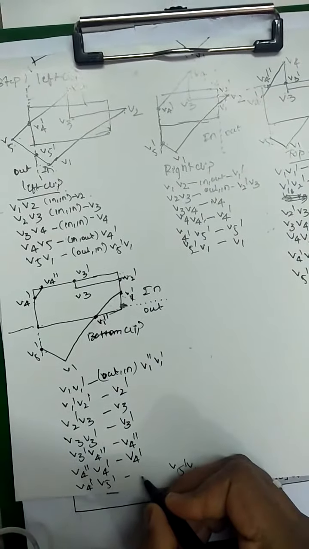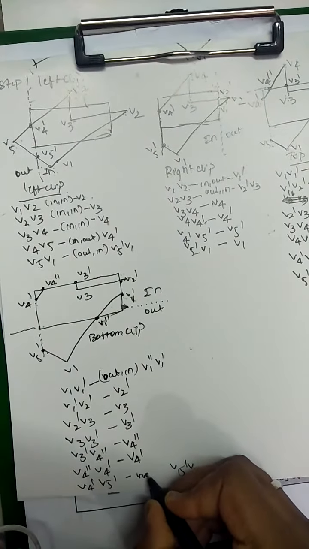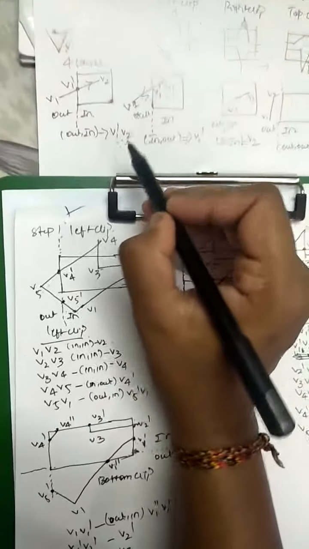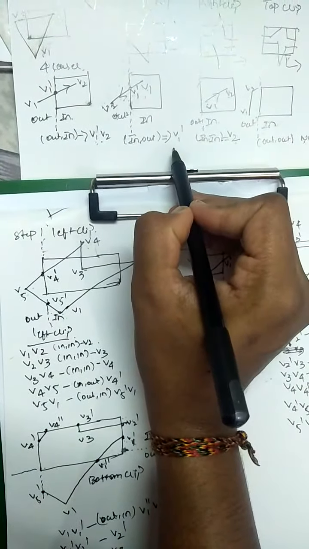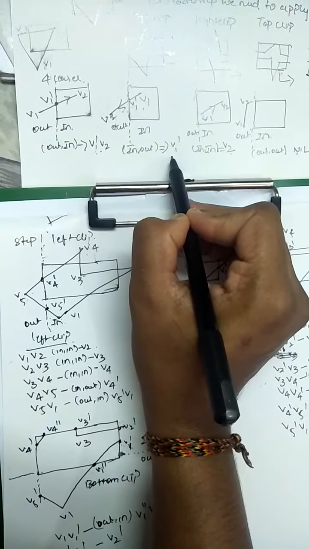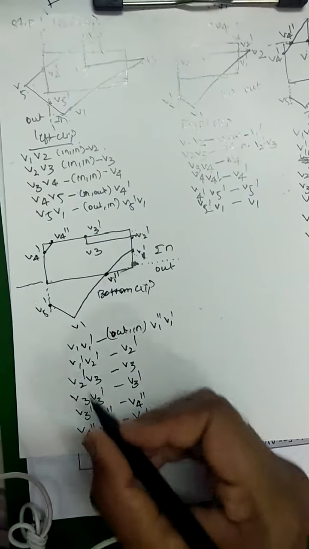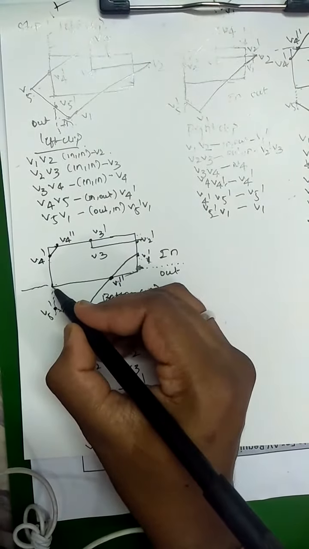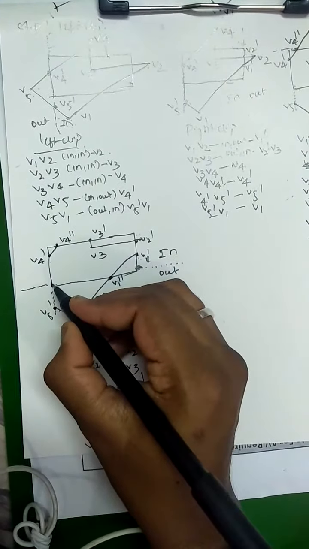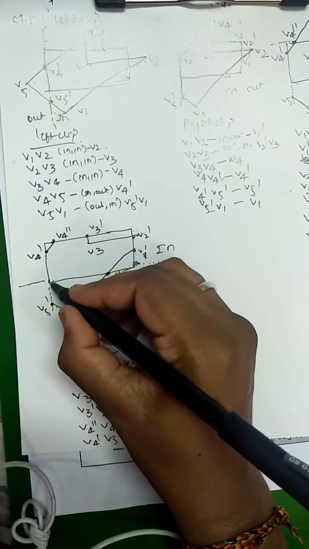It is from in to out. If it is in to out, the first vertex intersection I have to take, that is the v4 intersection, that is this.